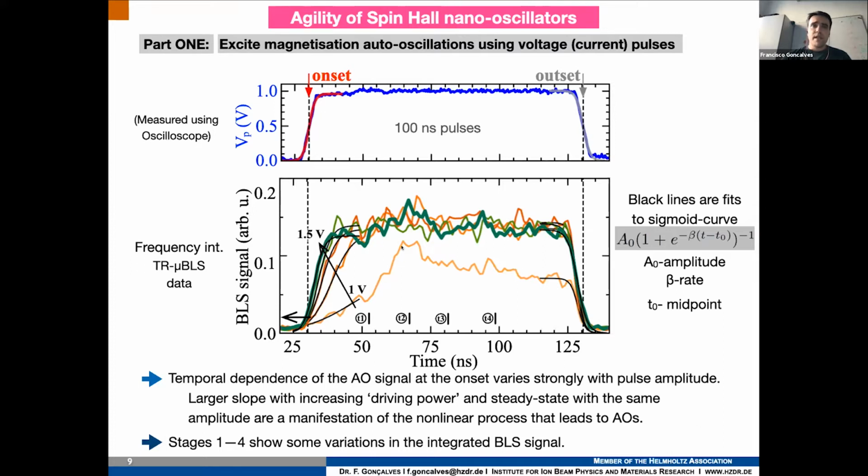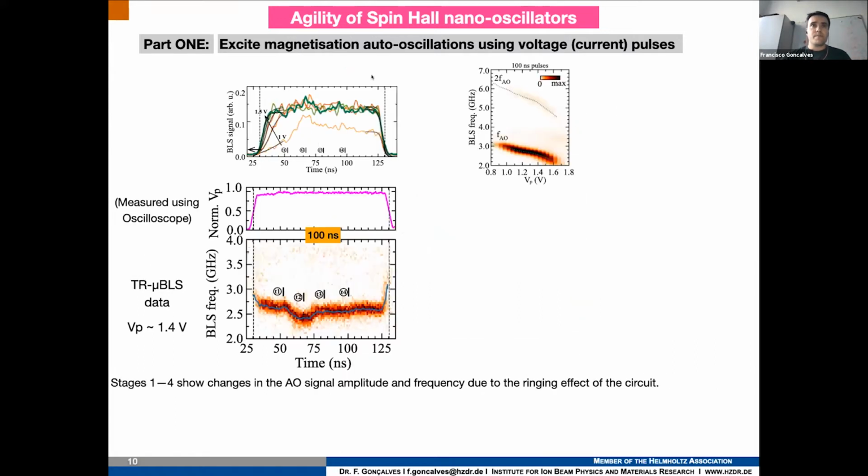In addition to this, you may find that there are some little bumps in the amplitude, for example highlighted here by T1, T2, T3, and T4. It is perhaps more constructive if we now look at the raw time-domain data that we obtained using this technique. It's represented here. Now we have the BLS frequency as a function of time, and the contrast is the count rate, the counts in this technique.